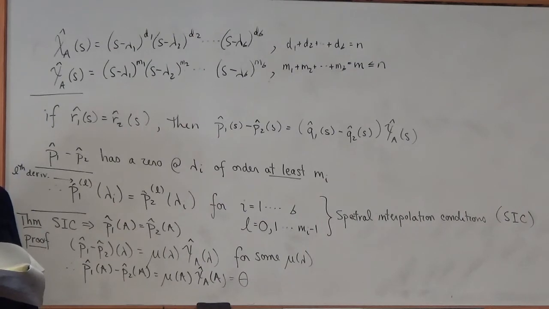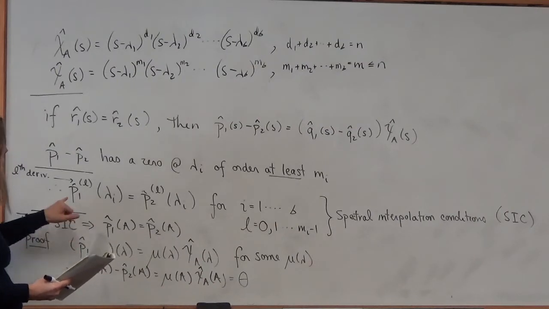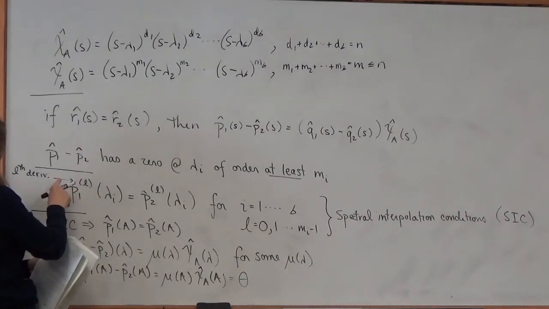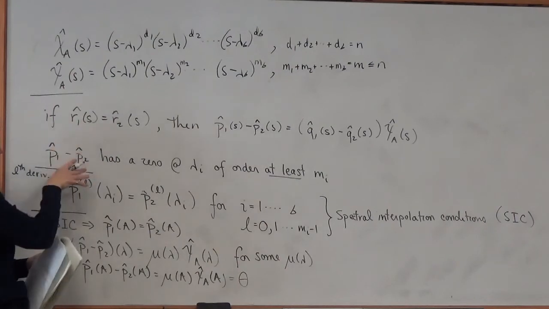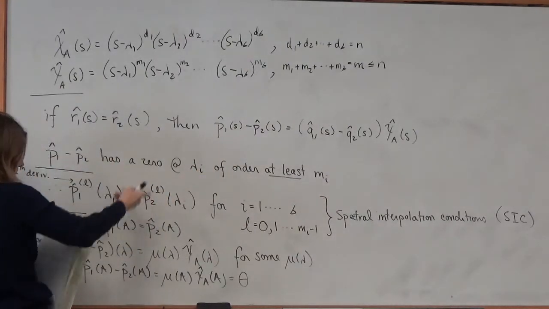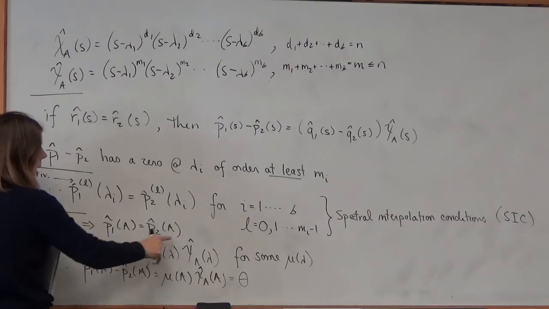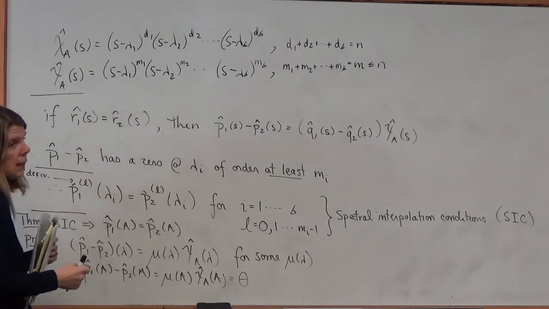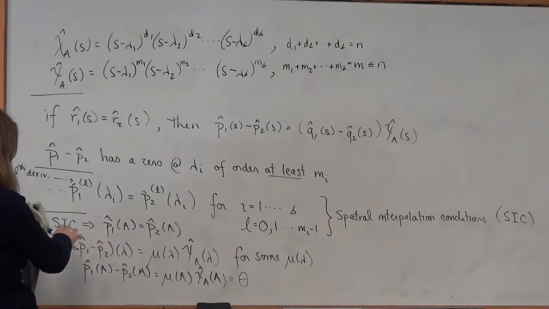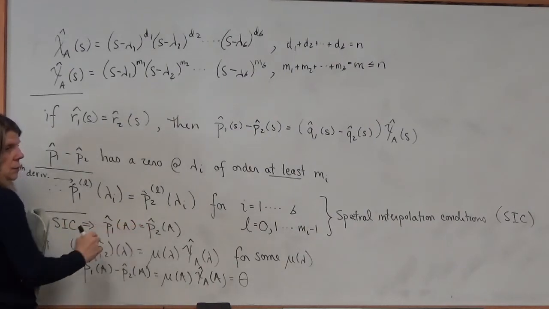Why does the SIC hold? If the SIC holds... are we not proving the SIC? So what we're saying is, I'm sort of saying it one way here: if this is true, then this is true. But the reverse is, if the spectral interpolation conditions hold, then the two polynomials are equal to each other on A. Or how do you know that SIC is true? I'm just saying if they're true here. So this being true implies this being true.